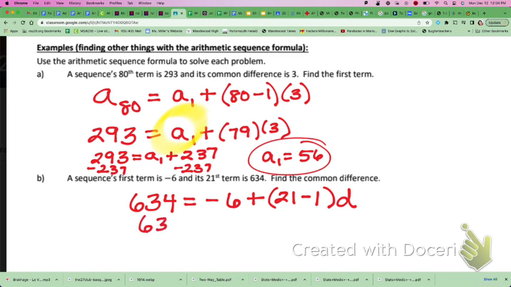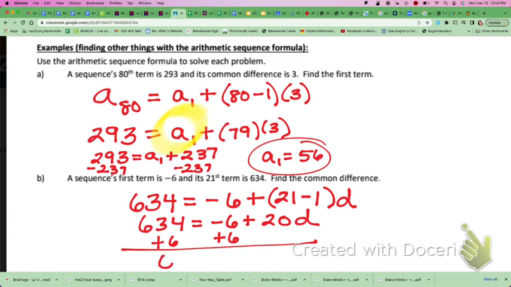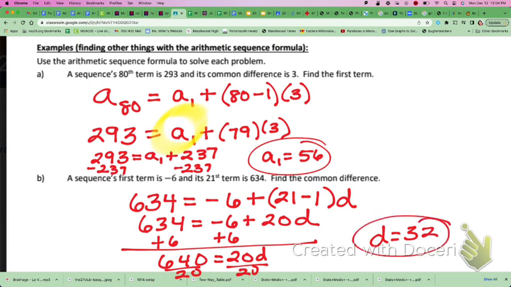So 634 is equal to negative 6 plus 20d. Can we solve that equation for d? I hope so. What's my first step? Add 6 to both sides. So then we get 640 is equal to 20d. Then divide by 20. So what is that? 32? That will be your answer there. So d equals 32.